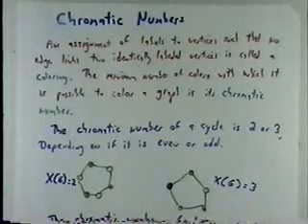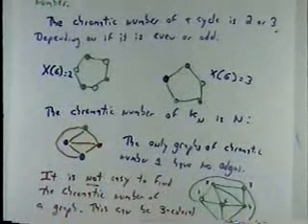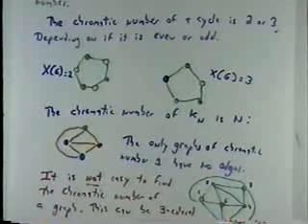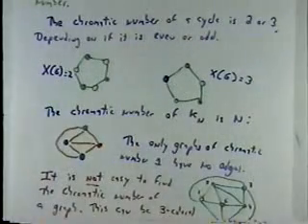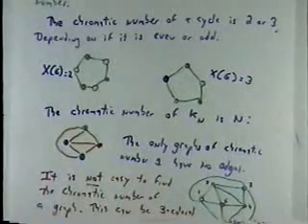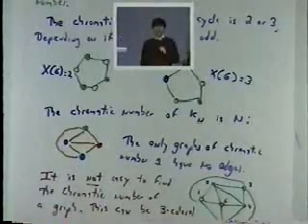Okay, so as an example to think about things, the chromatic number of a cycle, I claim, a simple cycle of vertices, is either going to be 2 or 3, depending upon whether you have an even cycle or an odd cycle. Okay?